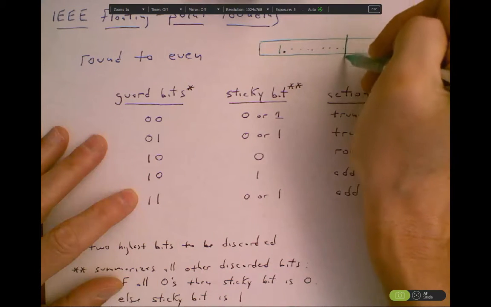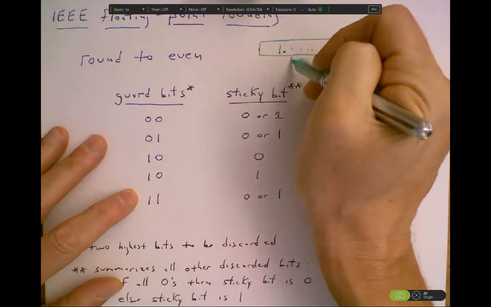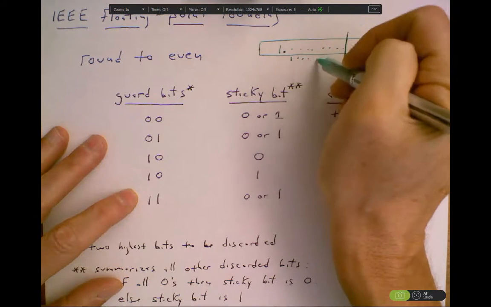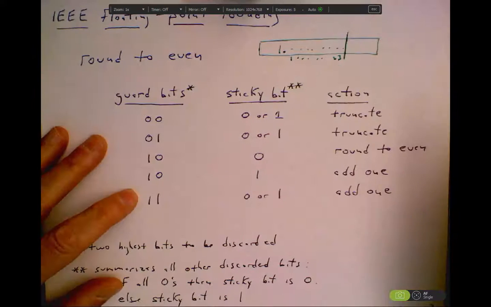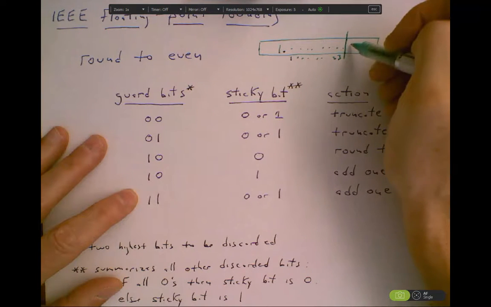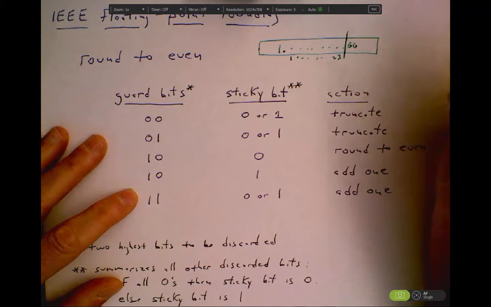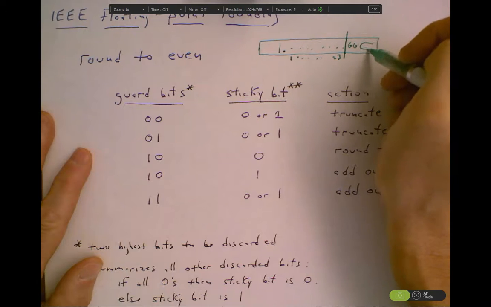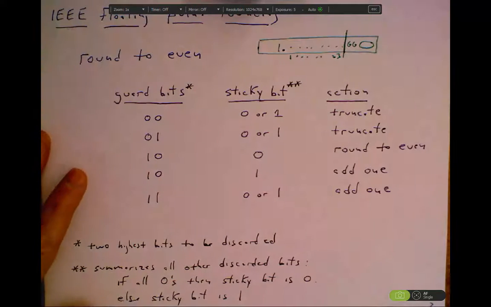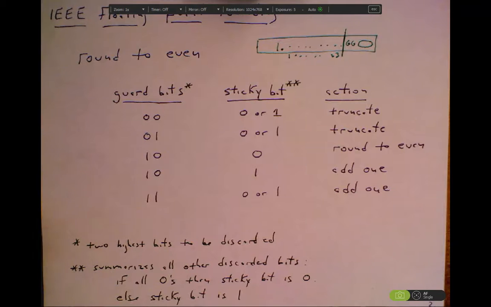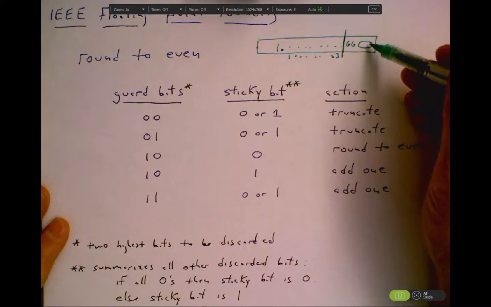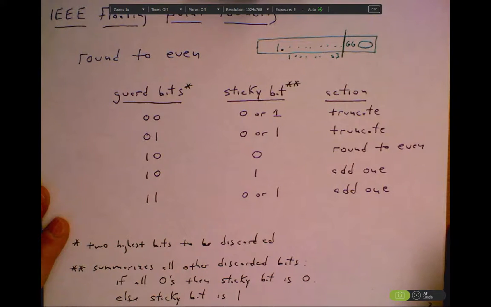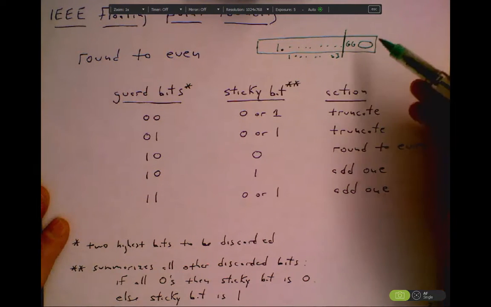All right, so there's a boundary here, and these are bits 1 to 23 to the right of the radix point. The guard bits are the next two bits, and then the sticky bit summarizes everything else to the right here. So that's what I mean by the guard bits and the sticky bit. The sticky bit summarizes all these other bits in here. If they're all zeros, then the sticky bit is 0. Otherwise, the sticky bit is set to 1.